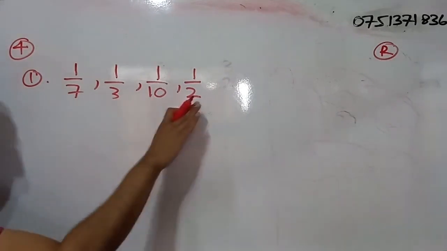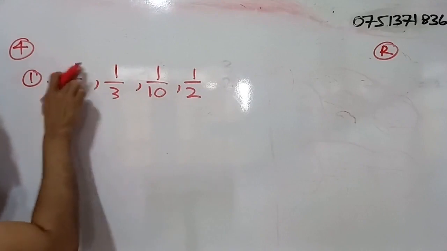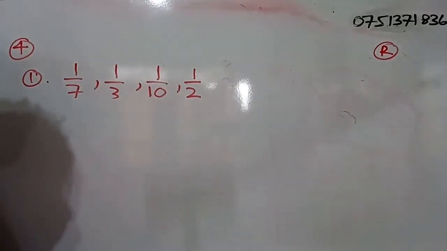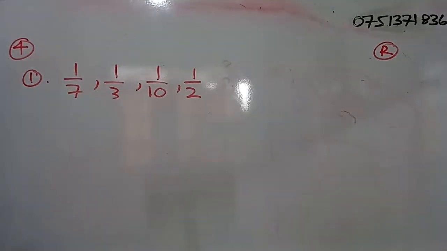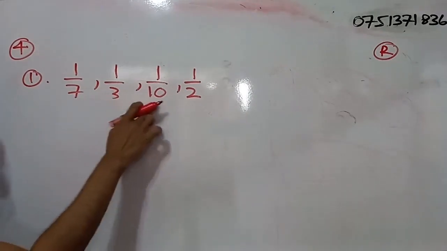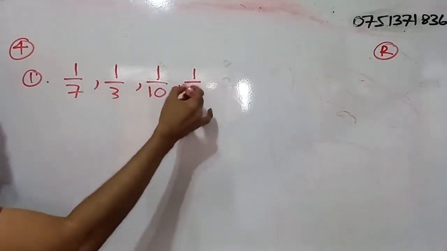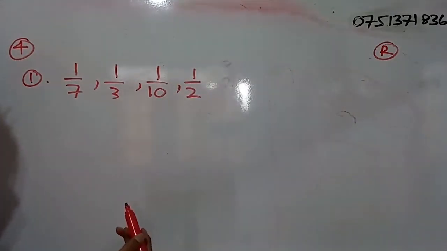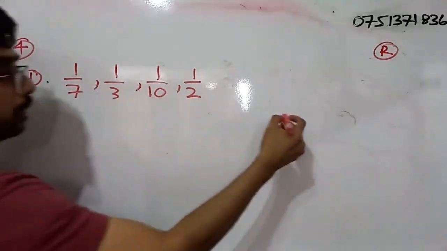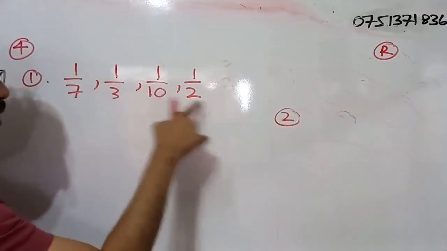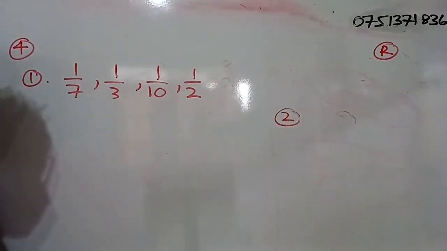So all of the fractions are what? Take a look at the numerator. All of the fractions are unit fractions, right? And the other thing, take a look at the denominators. We have a 7, 3, 10 and 2, right? We know when we compare unit fractions, here, the denominator. What is the number? The number is 2. 2 is the denominator.